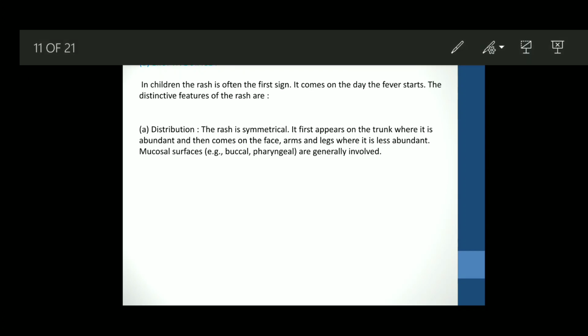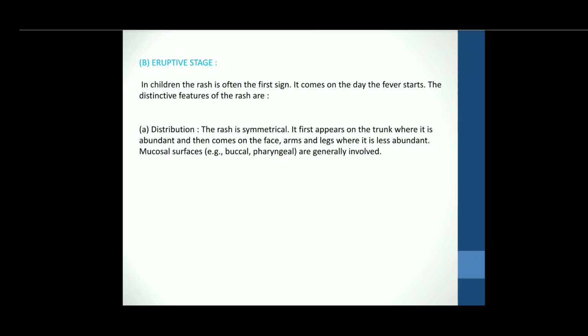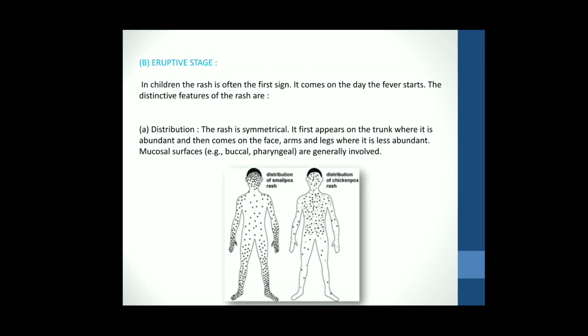Mucosal surfaces are less abundant. Mucosal surfaces like buccal and pharyngeal are generally involved. You can see the rashes on the mucosal surfaces also, mainly on the buccal and pharyngeal. So this is the distribution of chickenpox rash.